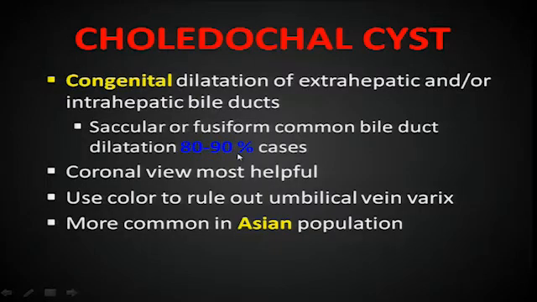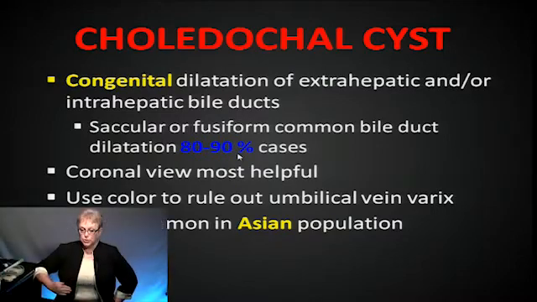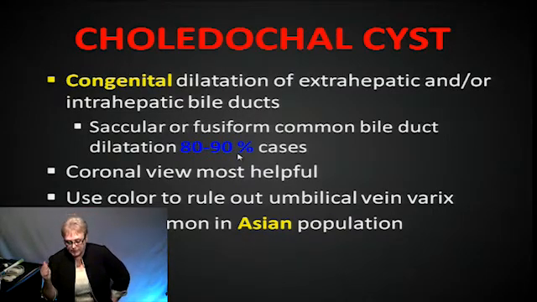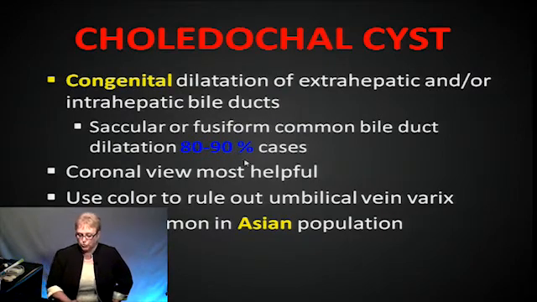So you're going to scan, get in the coronal, looking from side to side on the baby's abdomen, scanning from anterior to posterior. That gives you the most information. If you can obtain a clip, that's the best way to do it. Use color to rule out that it's any type of vascular collection. It's also more common in the Asian population.